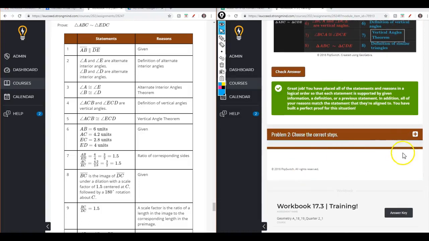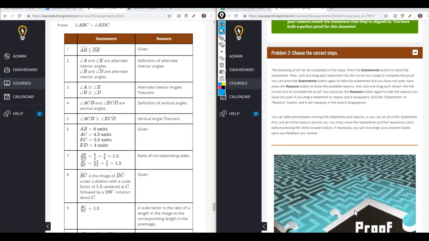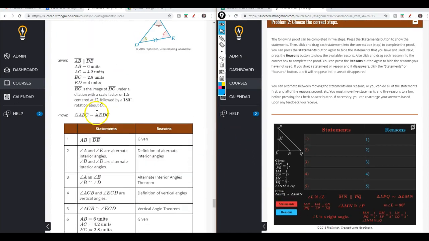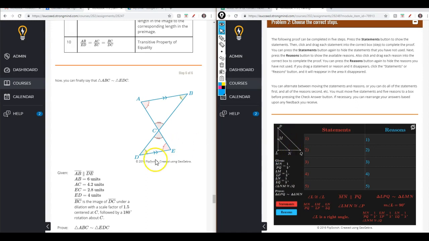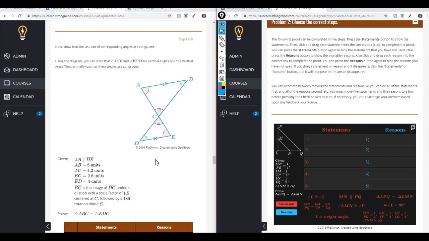Okay, so now we're going to check on the next one. Okay, so I guess we'll just go for our statements. And again, I'm going to just scan and look for one that looks similar to this to help give me some ideas.